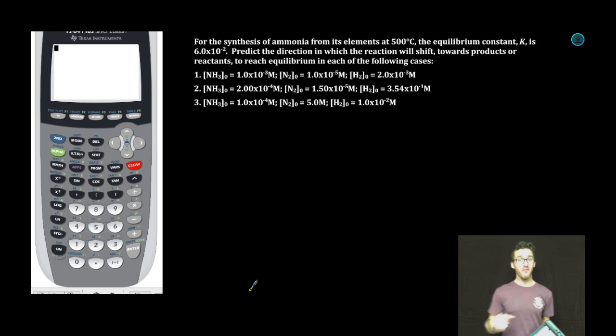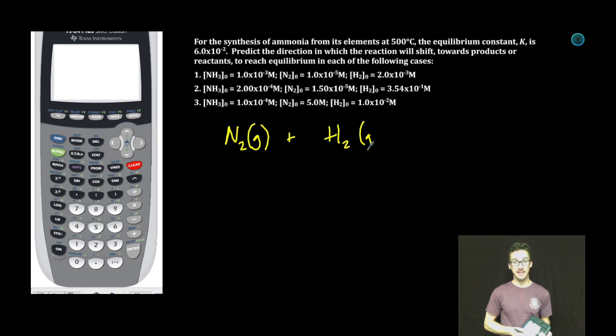following cases. First thing I need to do is write out a balanced chemical equation so I can come up with my reaction quotient. We're going to start here with N2 gas plus H2 gas forming NH3 gas. Let's balance. 2, 3, balanced.